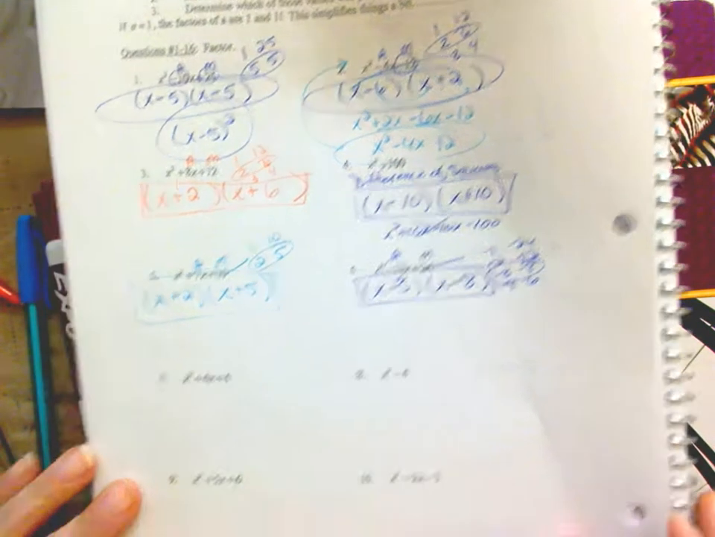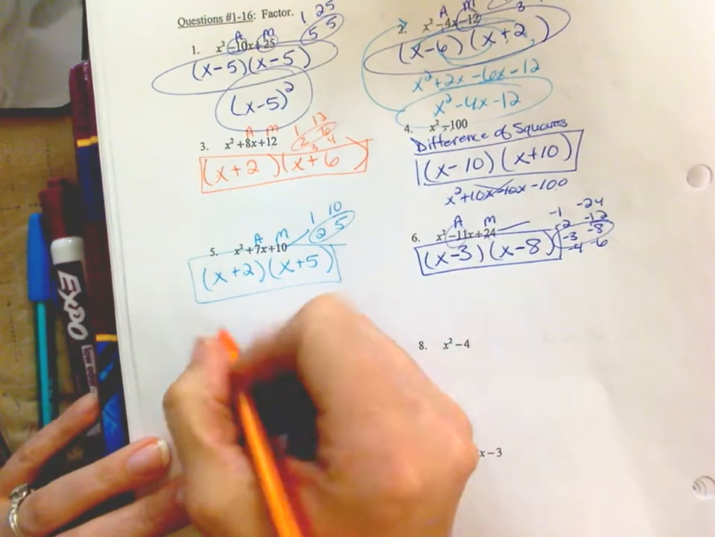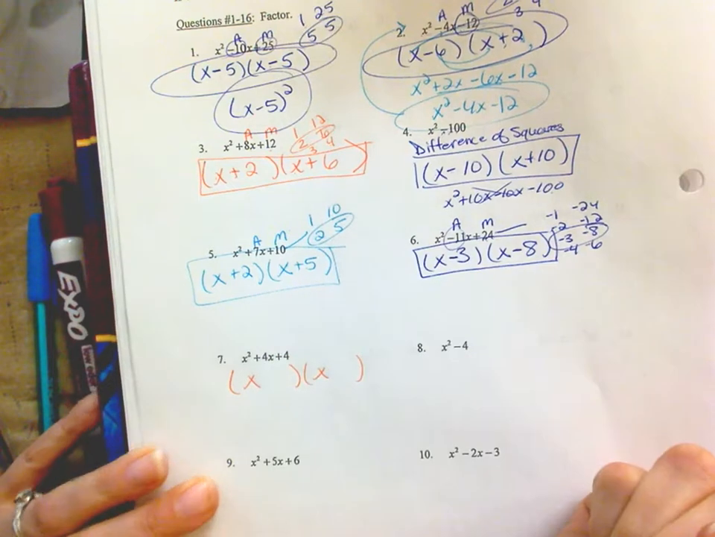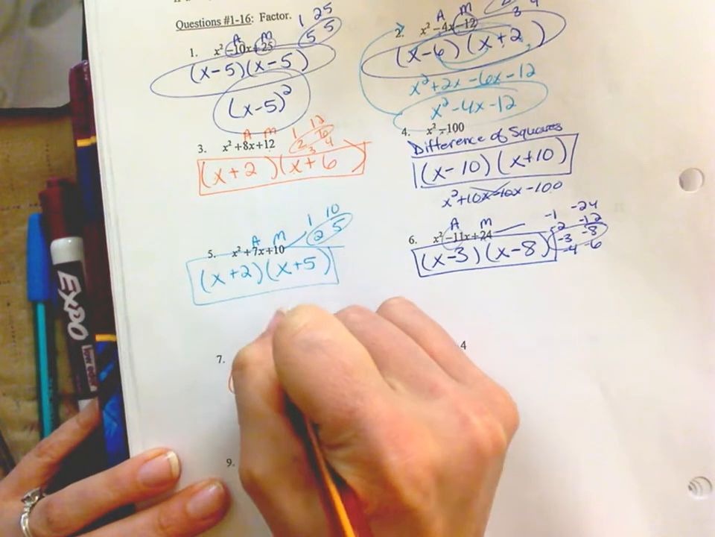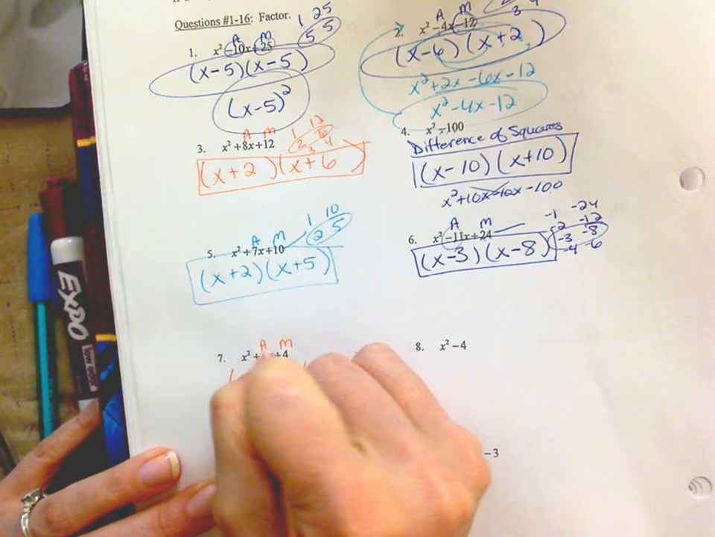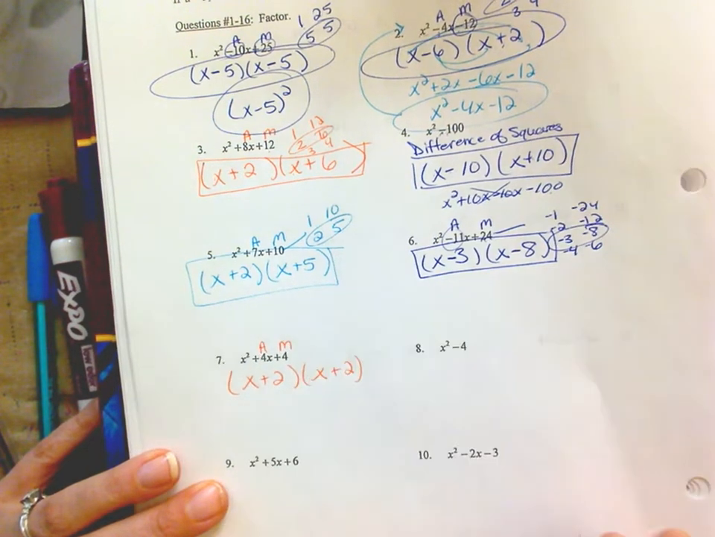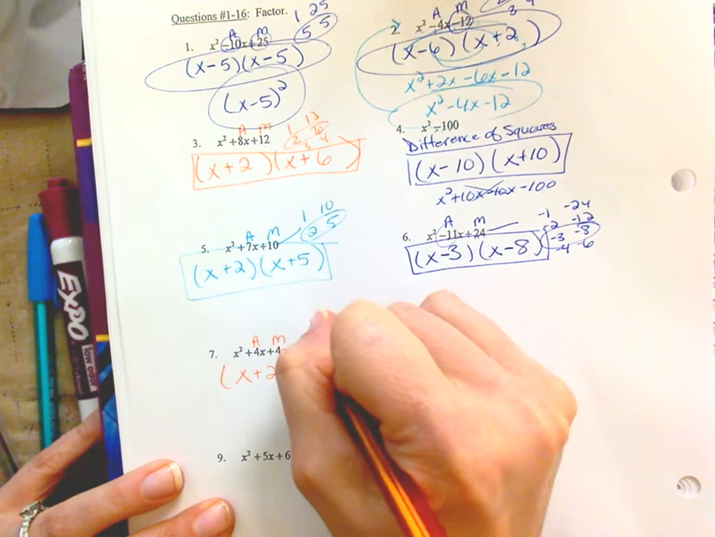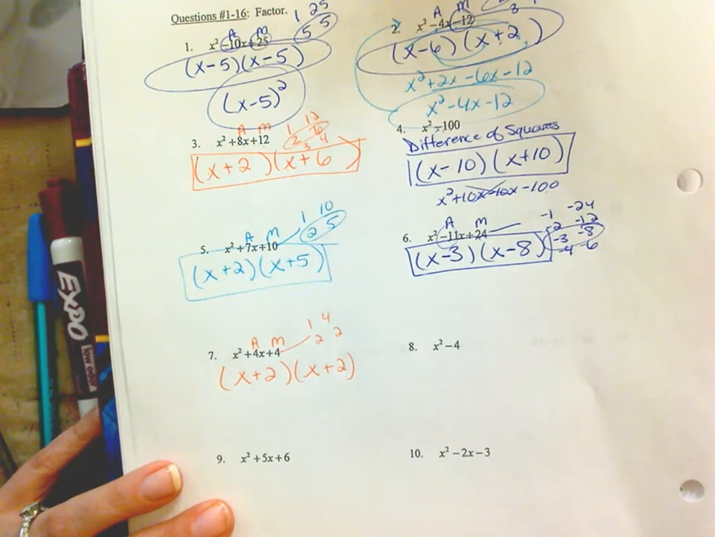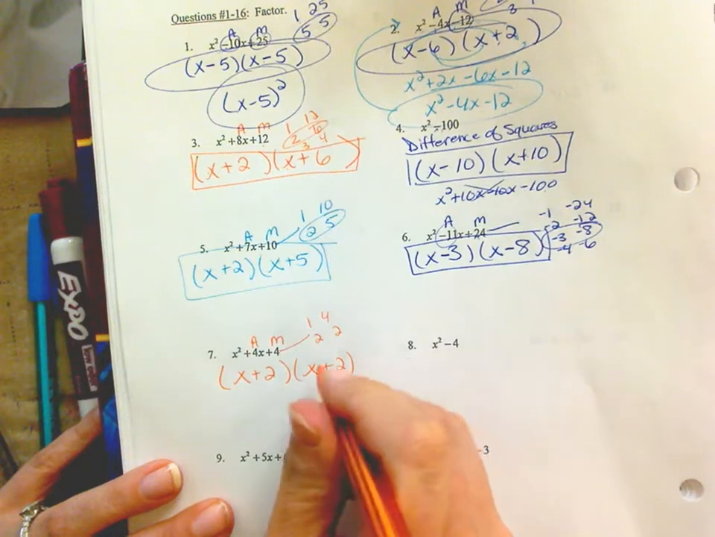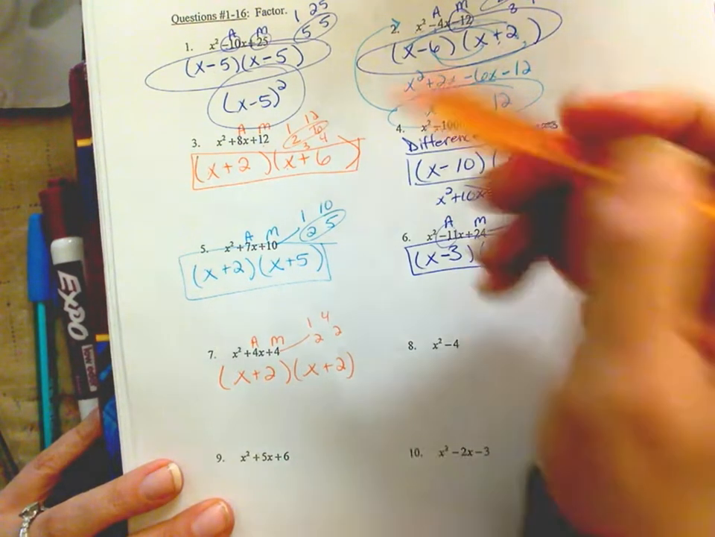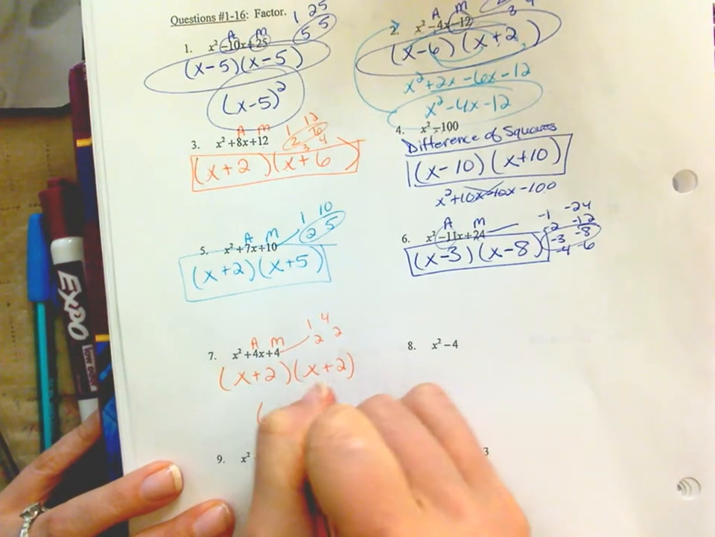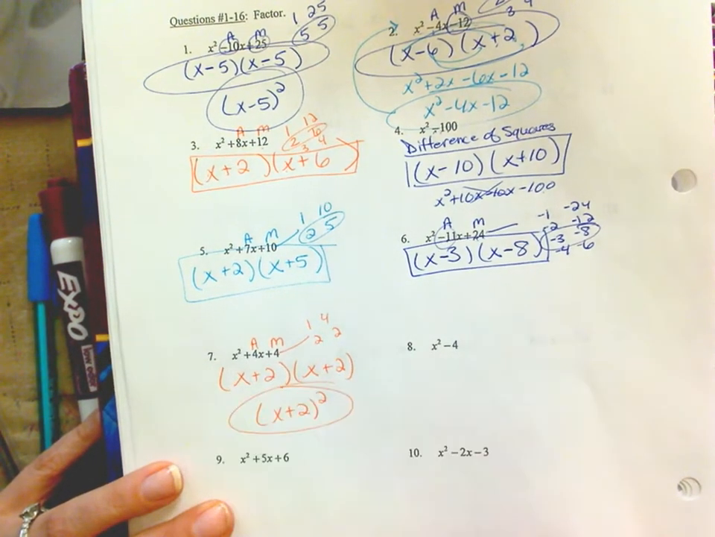Number 7 is another one that's really nice because it's 2 positives. X times x gives you x squared. What adds to give you 4 and multiplies to give you 4? 2 and 2. Your only other option will be 1 and 4, but that's not true. So x plus 2 times x plus 2. And then just like number 1 up here, since it's the same exact thing, you could feel fancy and write it as that.